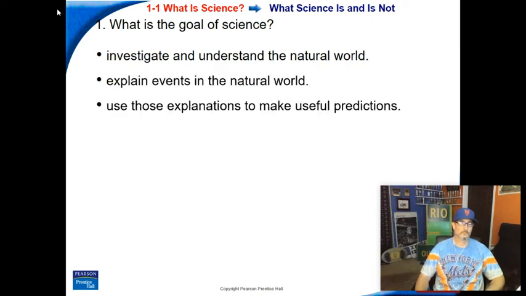Explain events in the natural world and use those explanations to make useful predictions.